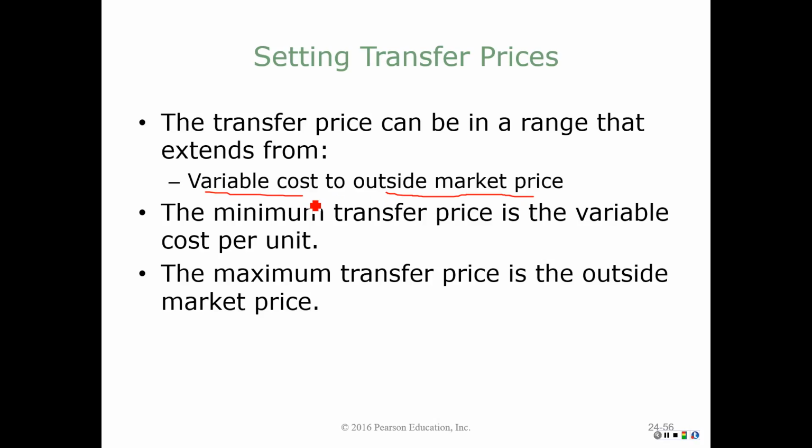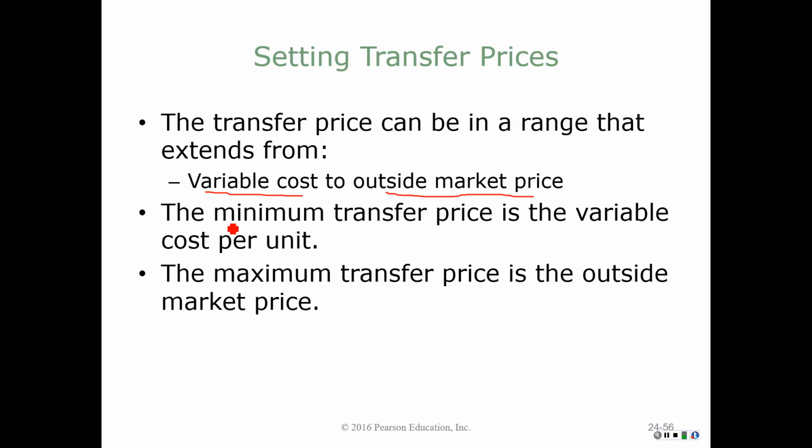If I am a division of United Technologies and I am sending someone else within that company a part, then I at least need to recover the variable costs that I have incurred in that part. The fixed costs are going to be part of my organization regardless of whether I am selling parts to other people within my division. So I'm really not going to consider fixed cost in my price, but I do need to at least cover all of my variable costs and maybe some markup, but the outer range is the outside market price. So somewhere in between these two is what we're looking at.